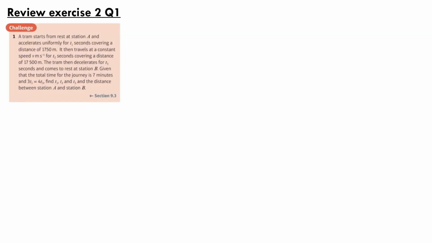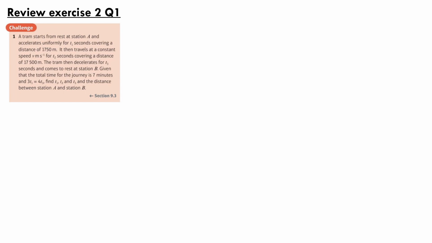Okay, our first question. A tram starts from rest at station A and accelerates uniformly for t1 seconds, covering a distance of 1,750 meters. It then travels at a constant speed v meters per second for t2 seconds, covering a distance of 17,500 meters. The tram then decelerates for t3 seconds and comes to rest at station B. Given that the total time for the journey is 7 minutes and 3t1 is equal to 4t3, find t1, t2 and t3 and the distance between station A and station B.